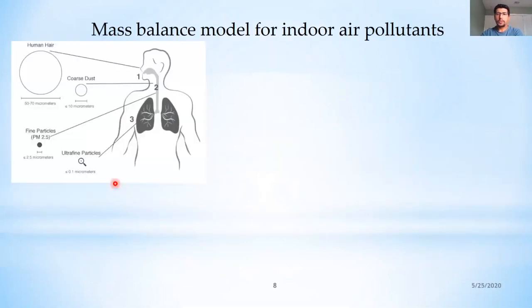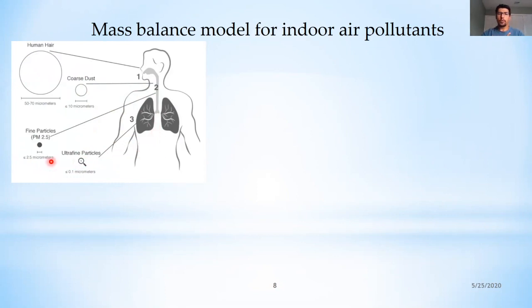Okay, so what else can we do? Where we can use this is indoor air pollutants too. Indoor air pollutants such as particulate matter, which is really small dust particles, are critical to human health. One example here represents a human hair versus coarse dust, a little bit larger particles, and then PM2.5, and then ultrafine particles. As you can see, all these particles can reach deep into our respiratory systems.